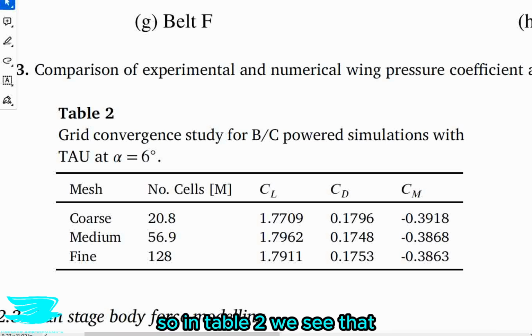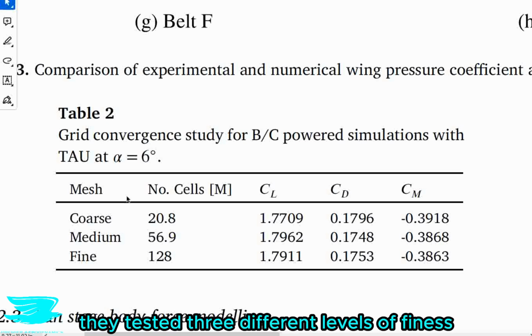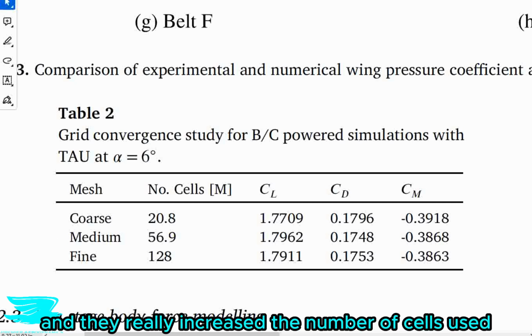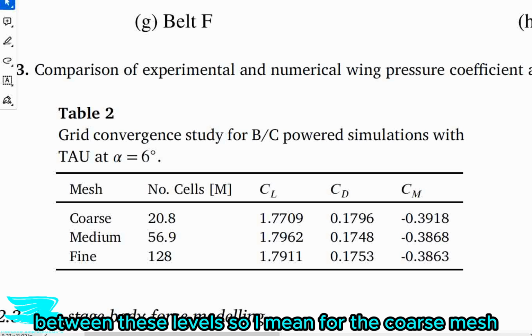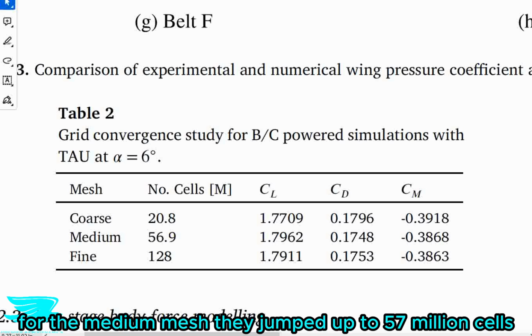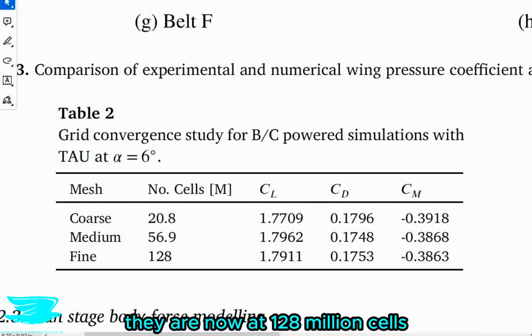In table 2, we see that they tested 3 different levels of fineness, going from coarse all the way to fine. And they really increased the number of cells used between these levels. So for the coarse mesh, they had 20.8 million cells. Then for the medium mesh, they jumped up to 57 million cells. Then for the fine mesh, they are now at 128 million cells.